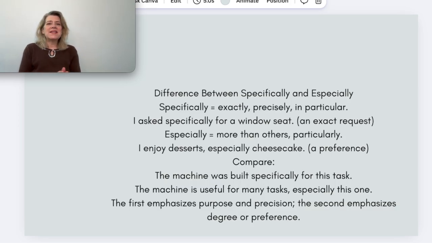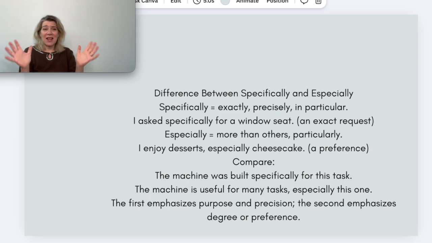So what is the difference between specifically and especially? Specifically is exactly, it's precise, it's in particular. I asked specifically for a window seat. This is an exact request. Especially means more than others. It can also mean particularly. I enjoy desserts, especially cheesecake. This is a preference, and it also zeroes in, but it allows for others.